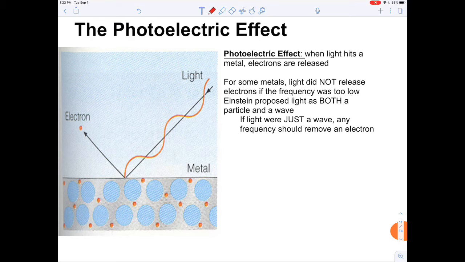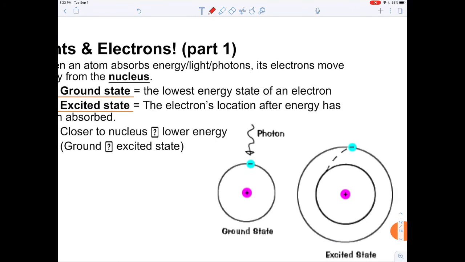Basically, they shined a light on a piece of metal, and they found that they could eject electrons if the light was strong enough. Okay, so if it was just a wave, then any frequency would remove an electron, but because light behaves like a particle, they needed a high enough frequency to remove that electron. In my honors class, we'll go over this more.